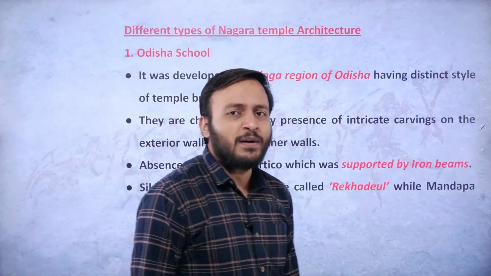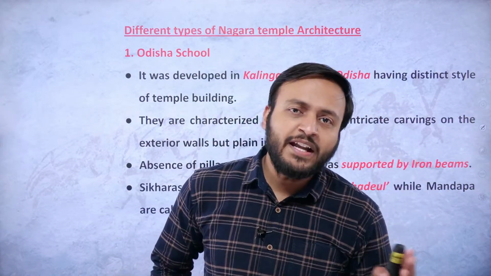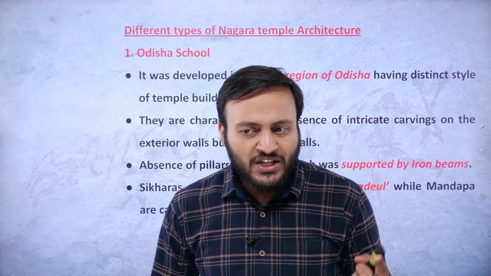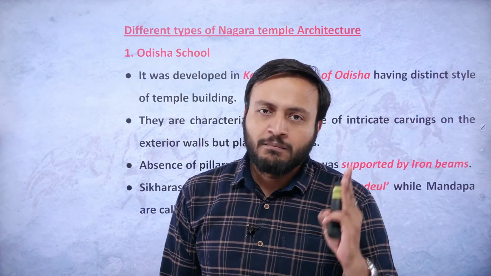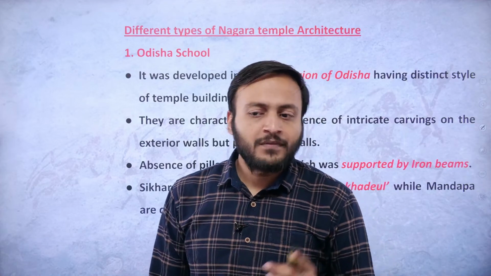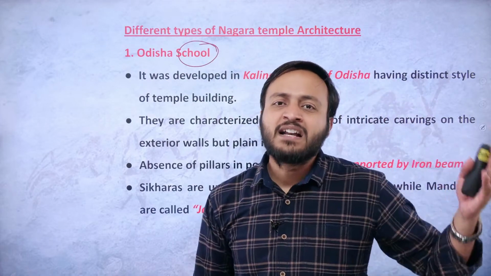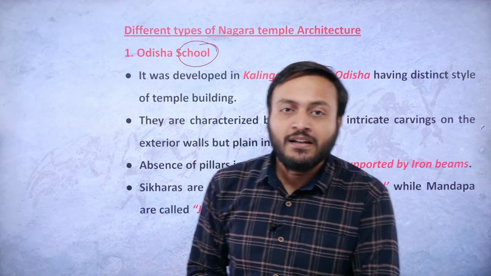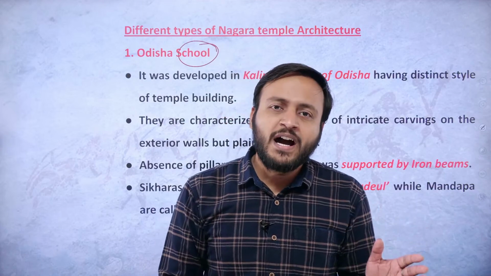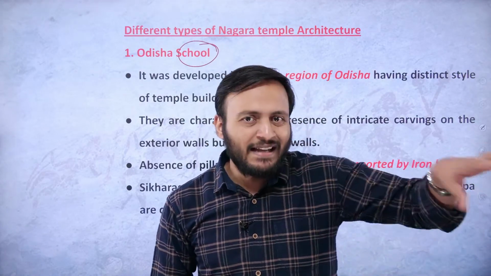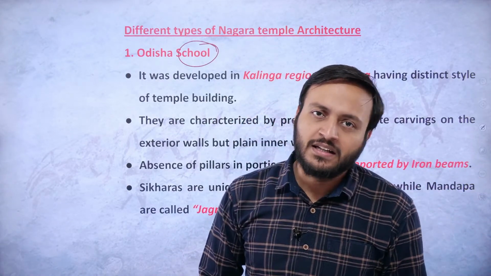Now, if we try to understand the different categories of the Nagar style of temple architecture, you will have three different categories: Odisha school, Khajuraho school, and the Marugurjar school or Solanki school. So what is the meaning of school here? School is basically like we have the Gandhara school of art or Mathura school of art. It means that there is a specific common feature or a group of features which are followed across this entire region, and they are present throughout the temples which are constructed in this area.